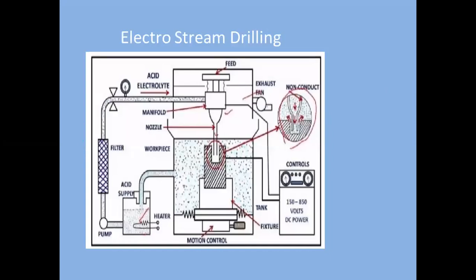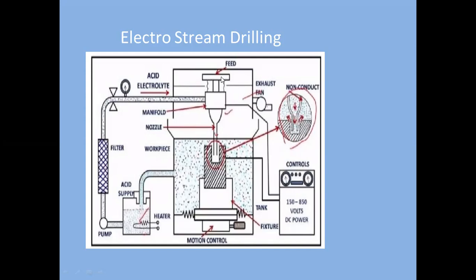See, the construction will be similar. You can see here the power supply unit, a non-contact tube, you can say, the tool or nozzle here, and a workpiece which we are machining. This is the picture and this is the workpiece. This is the supply unit of electrolyte. Here we use an acidic electrolyte, sulfuric acid or nitric acid.